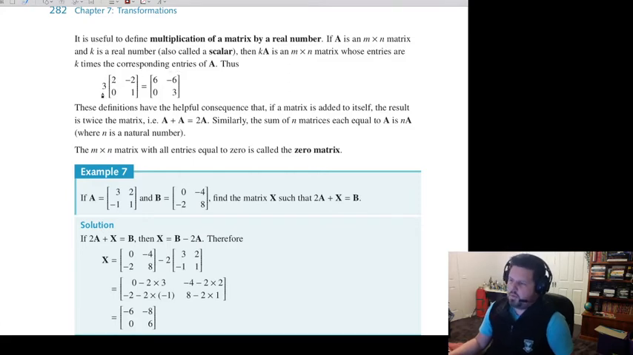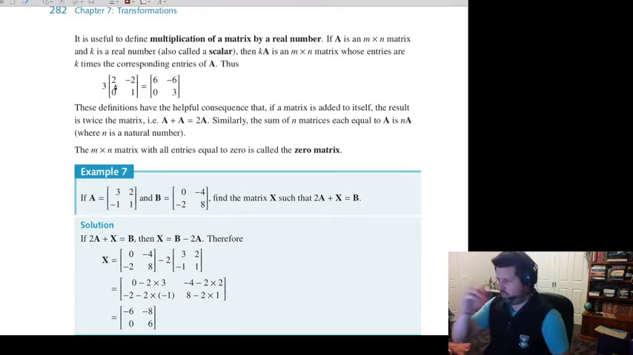So let's have a look at this example here. You've got a scalar out the front of this matrix. This really means 3 times this matrix that's here. Now the way in which you do a scalar multiplication is whatever number is out the front, you multiply it by each of the elements in the matrix to find the resultant matrix.